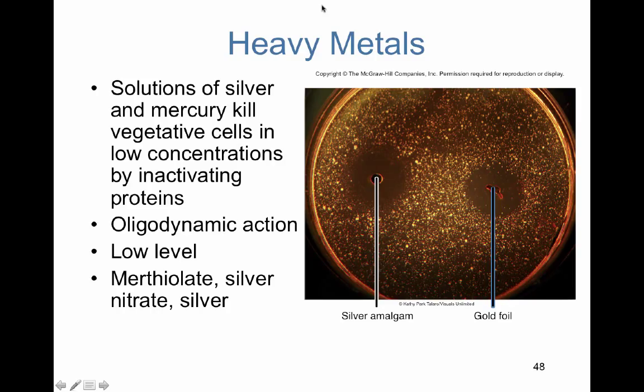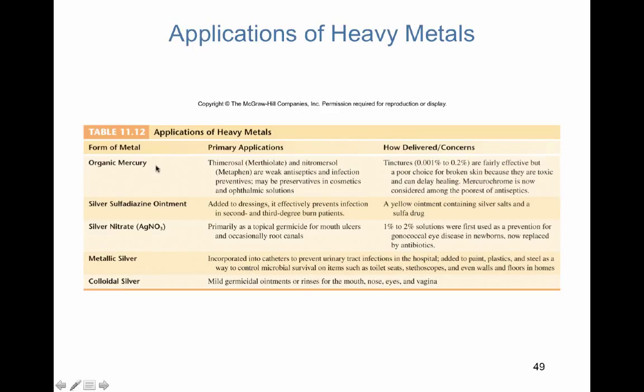And then we have the heavy metals, which we can say have oligodynamic action, so they're very effective at low concentrations, and a lot of them work by acting as competitive inhibitors, so they may block the specific active site of proteins, inhibiting their activity. Examples are silver nitrate or mercury compounds. And as we see here, there's also metallic silver, colloidal silver, even organic mercury.